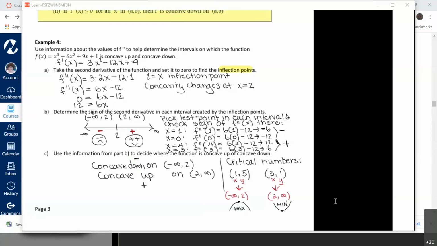Okay, with example 4? Yeah? Okay, so first derivative test, second derivative test. Okay. Let's take a look at a weird function. Okay, so I'm going to run through example 5.